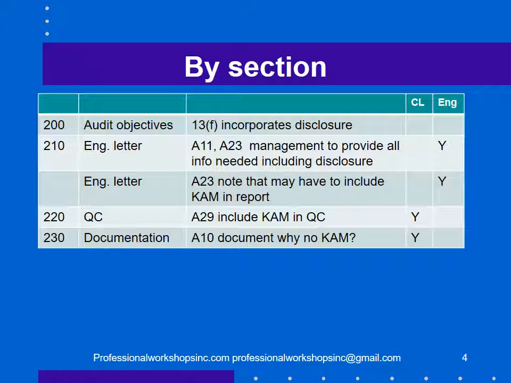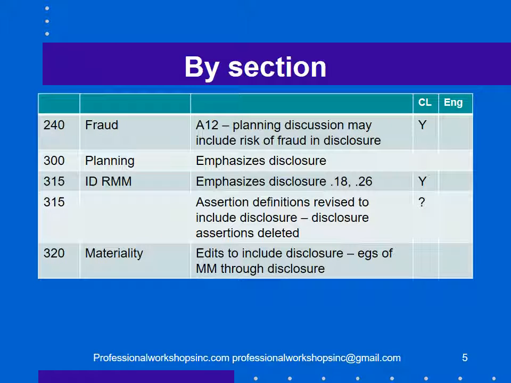Section 220 on quality control, you would include key audit matters in audit reports in the quality control monitoring process. 230 documentation, there is a requirement in the key audit matters section that you would document why there are no key audit matters. That's repeated in the documentation section. Fraud, thought that maybe you might include the risk of fraud in disclosure in your discussions. Maybe you need to change the checklist, or maybe your checklist prompts were broad enough to just include the risk of fraud generally.